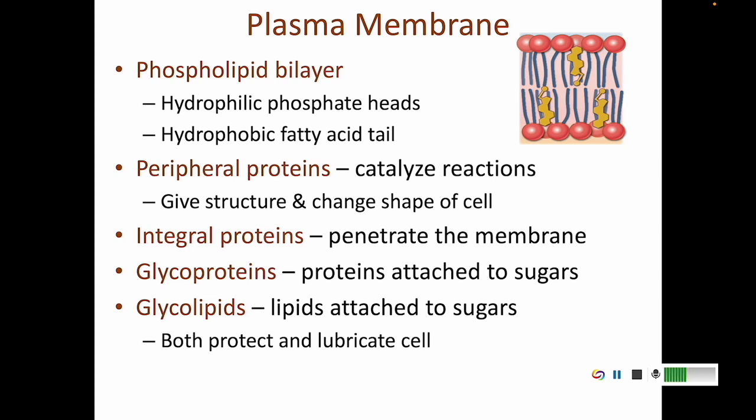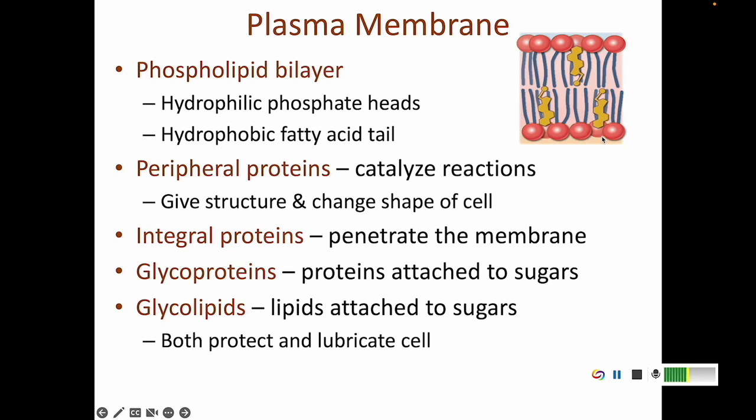The plasma membrane is made of a phospholipid bilayer. That means we have a layer of phospholipids here and a layer of phospholipids here. Phospholipids have heads that are hydrophilic. These phosphate heads are hydrophilic, and they have fatty acids that are hydrophobic. So they're able to make a barrier between water outside and inside because they don't cross that hydrophobic layer. But they're still able to interact with the water inside and outside through their hydrophilic heads.